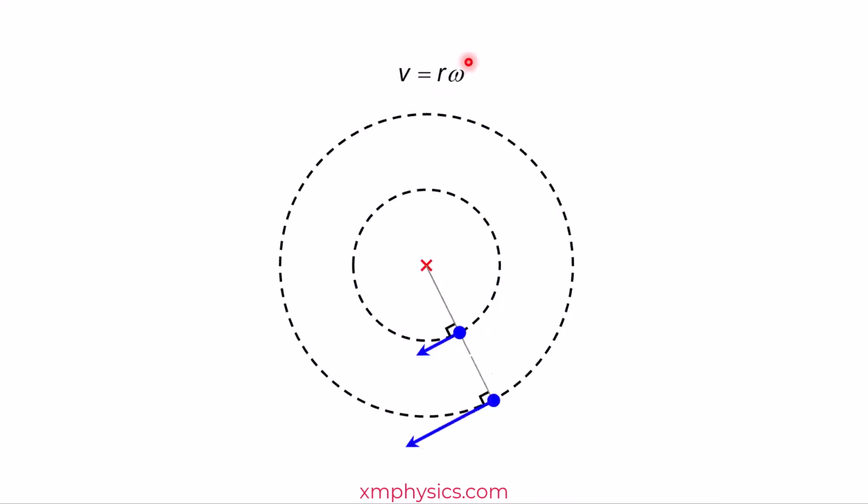I hope you have a good idea of the difference between the linear velocity v and the angular velocity omega.